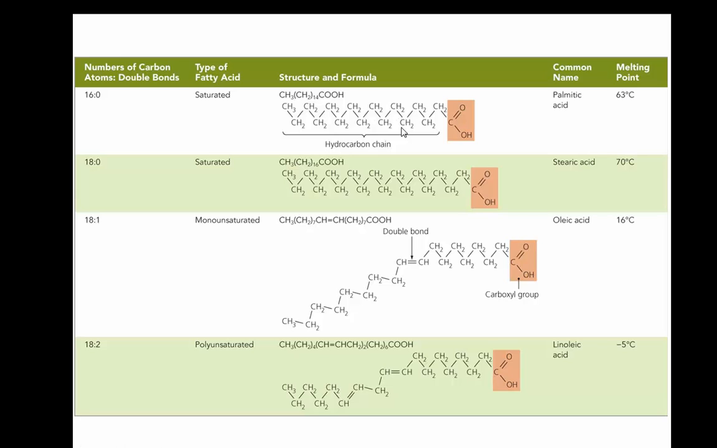Most saturated fatty acids are from animals, and they tend to be solid at room temperature. As we move into the unsaturated fats, if there's only one double bond in the chain of the fatty acid, then it's monounsaturated fat. If there's more, then it's a polyunsaturated fat. These tend to be from plants, and they tend to be oils at room temperature.